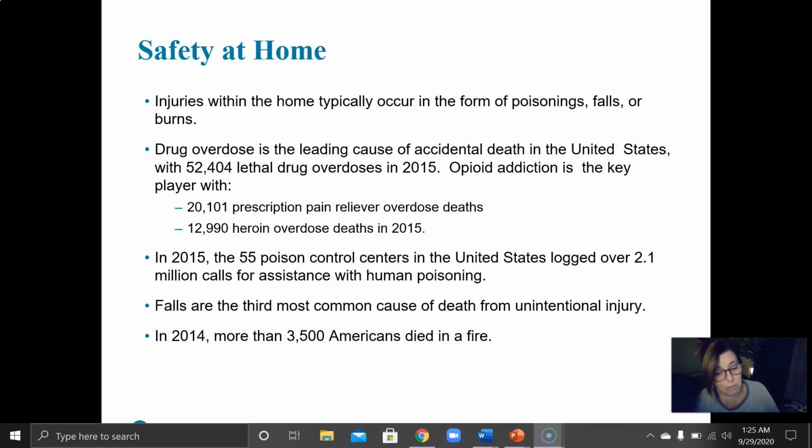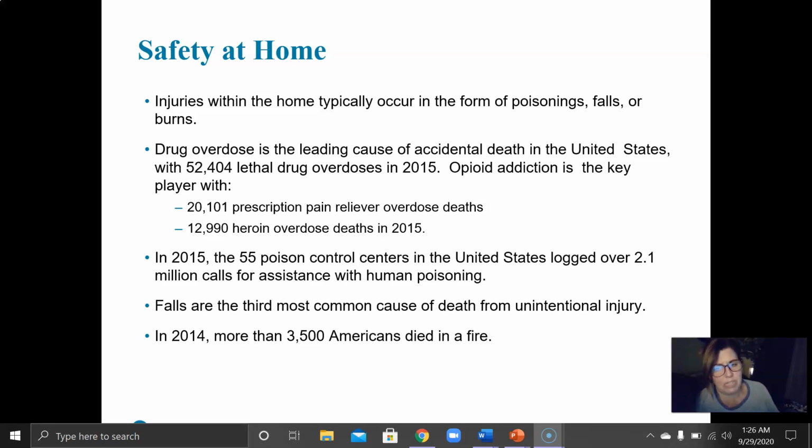Falls are the third most common cause of death from unintentional injury. Some safety measures include keeping the floor and stairs clear of objects. Don't be a klutz. Avoid use of small scatter rugs and mats that you can easily trip over. Train pets to stay away from the feet. Install slip-proof mats in tubs or showers, and use appropriate step stools and ladders.